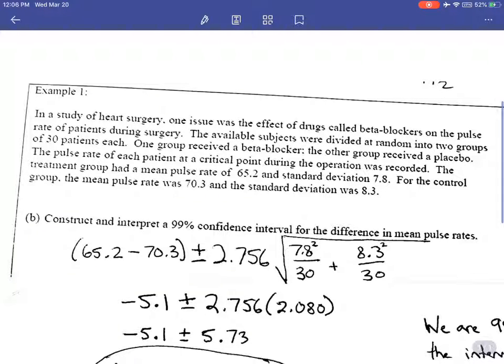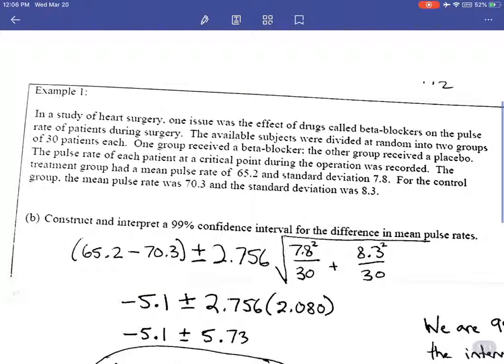The pulse rate of each patient at a critical point during the operation was recorded. The treatment group had a mean pulse rate of 65.2 and a standard deviation of 7.8. For the control group, the mean pulse rate was 70.3 and the standard deviation was 8.3. Then it's asking us to construct and interpret a 99% confidence interval for the difference in mean pulse rates.